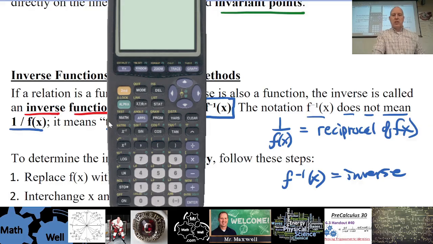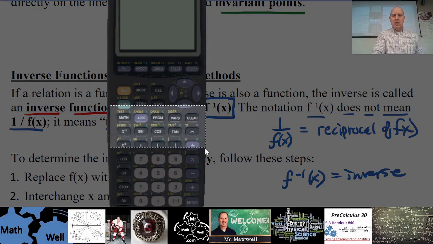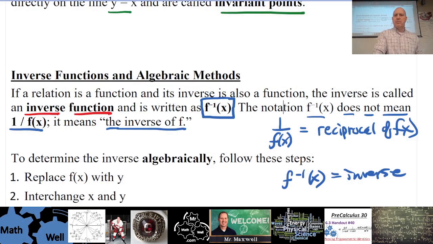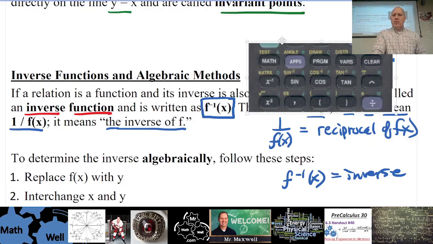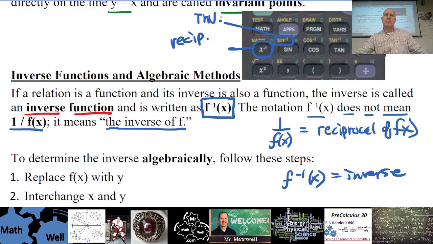So I'm actually just going to take a snip of that here. If I put this up there somewhere, then what you'll see is that this is reciprocal, and these to the negative 1s above the sine, cos, and tan, that's inverse. So you've got to be careful there. When we're talking about a function, that negative 1 in this spot right here means it's an inverse, okay?